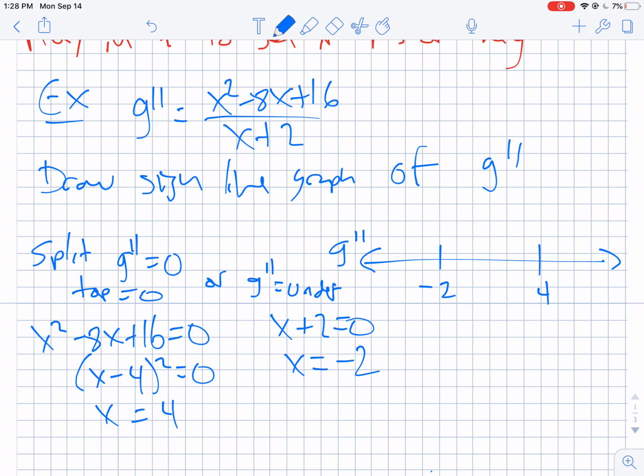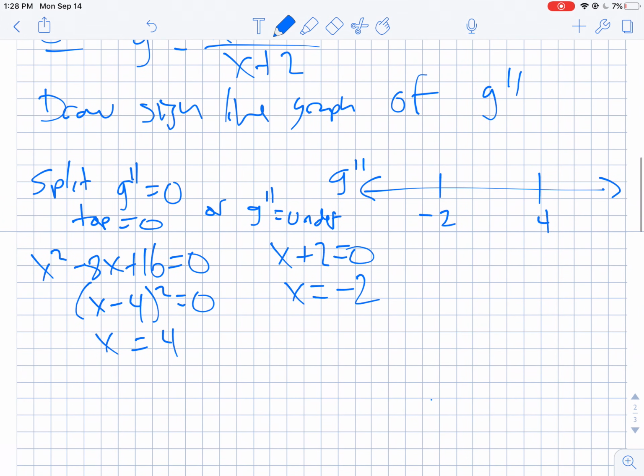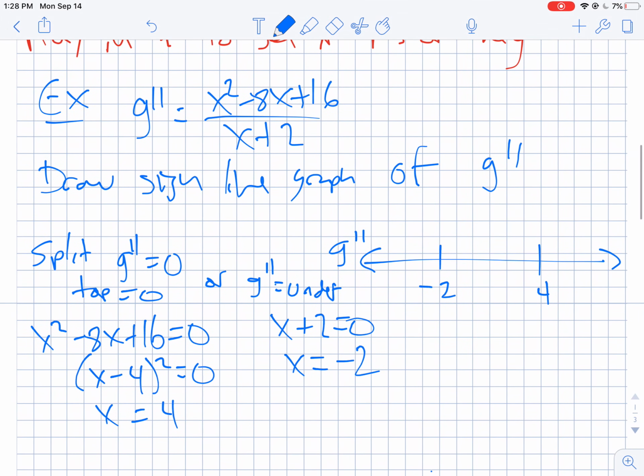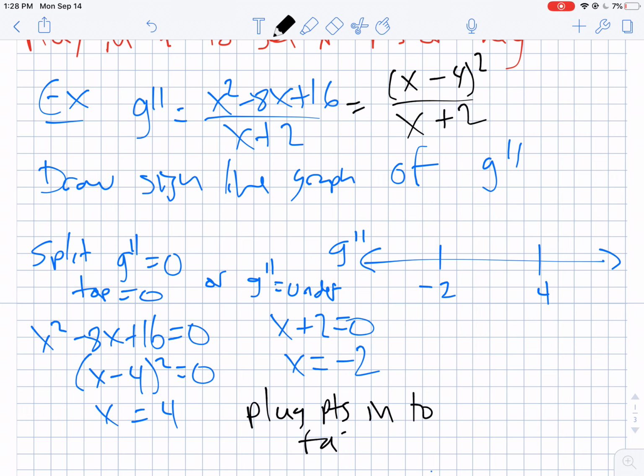Okay, so now let's plug in. And one tip I wanted to give you, I kind of factored this out down below, but usually when you plug in, it's a lot easier to plug into that factored form. So plug these points into factored form. Okay, so maybe, let's see, smaller than negative 2. So let's plug in x equals negative 3.